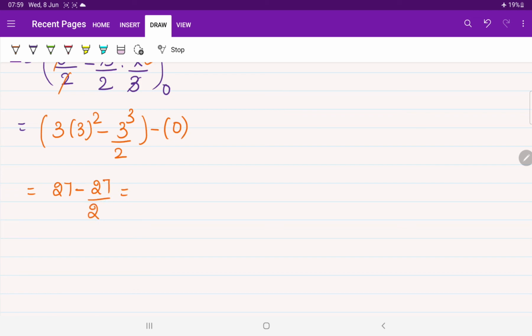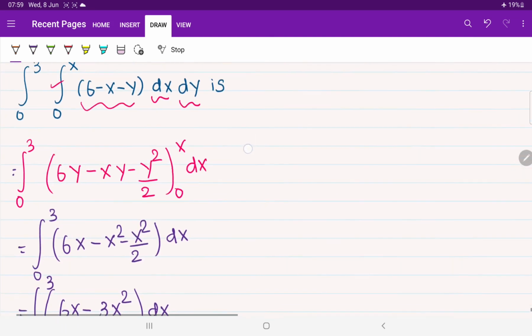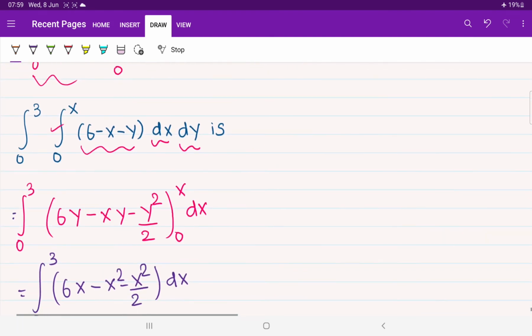Further, what will you be obtaining? 27 minus 27 by 2, once again will be giving you 27 by 2 only, like 1 minus 1 by 2. So 27 by 2, I hope it will be equal to what? 13 times of 2 will be 26, 5 times of 2 will be 10. So 13.5 is the expected correct answer for the given function. I hope you all understood the actual meaning of this double integration.